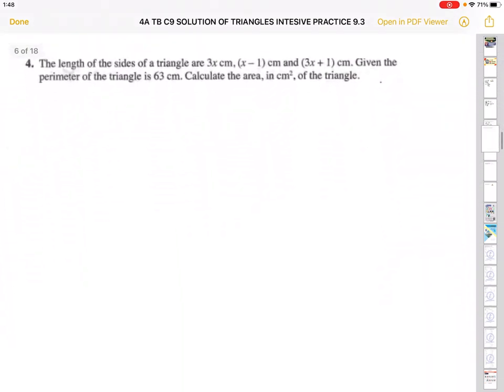The lengths of the sides of a triangle are 3x, x minus 1, and 3x plus 1. Given that the perimeter of the triangle is 63, calculate the area of the triangle. Now this one you have to use Heron's law, right? But first of all, let me just sketch it for you. I just do a rough sketch. This is 3x perhaps, this is x minus 1, and this will be 3x plus 1, something like this.